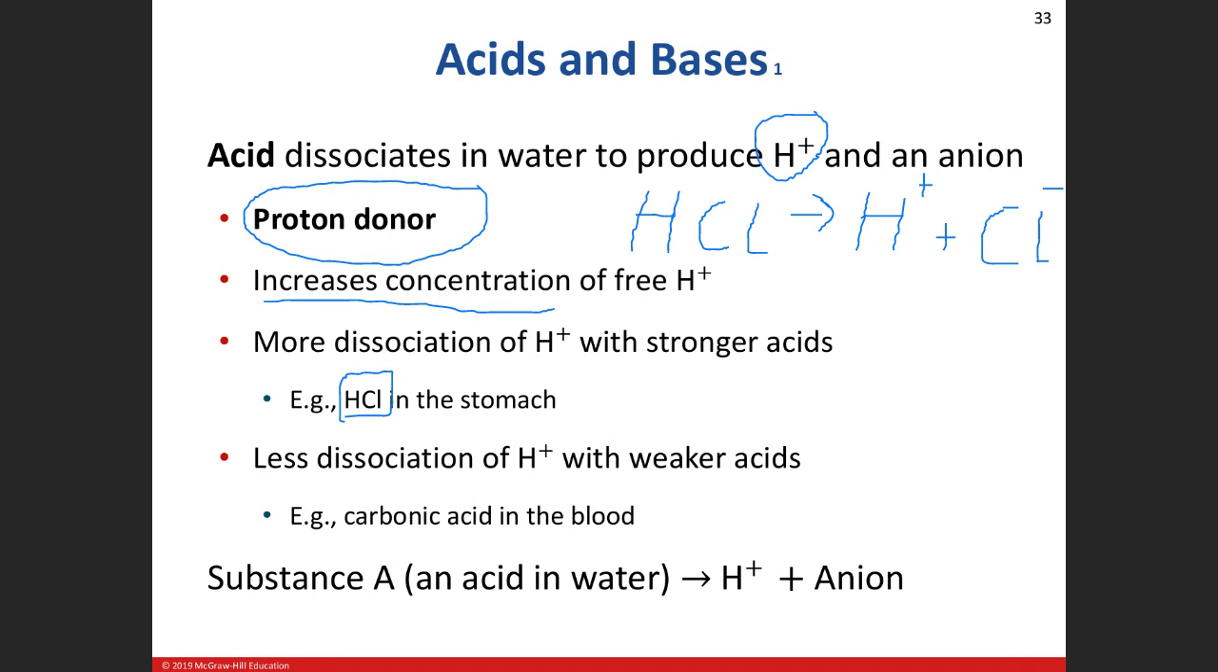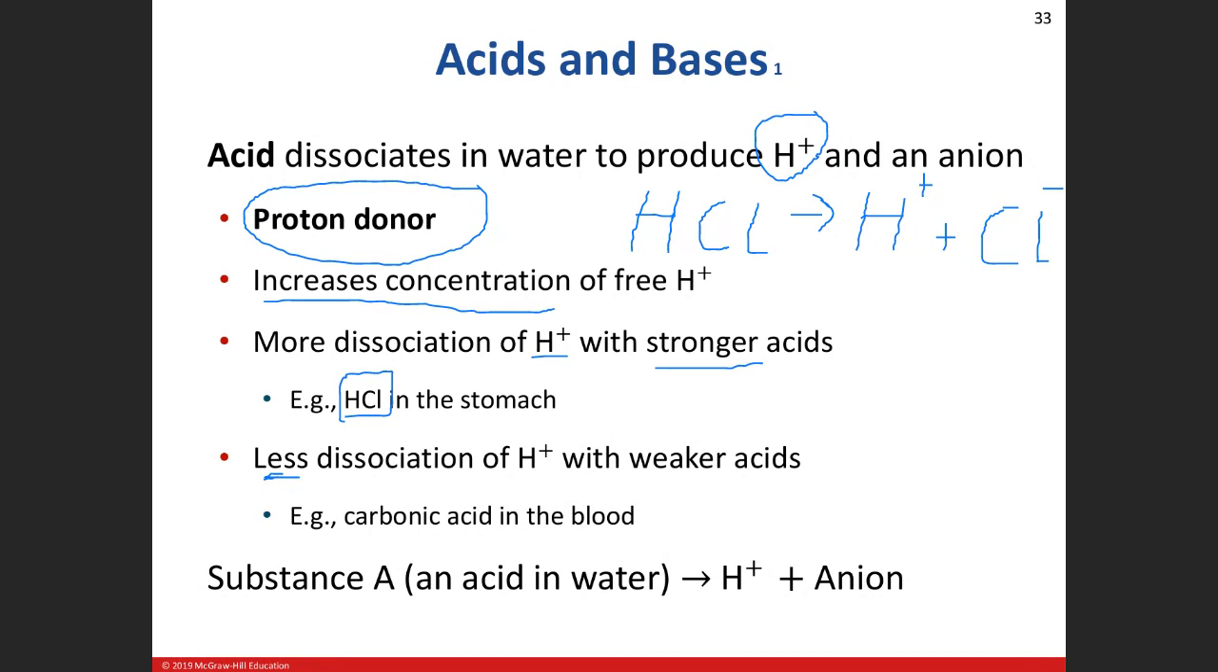The easier it is, or the more dissociation, that's the popping off of that hydrogen ion, we'll see that with stronger acids. The weaker acids will show less dissociation. So hydrochloric acid is a relatively strong acid. Our stomach actually produces that, and we'll see that it has a very low pH. We'll talk about pH here in a moment.